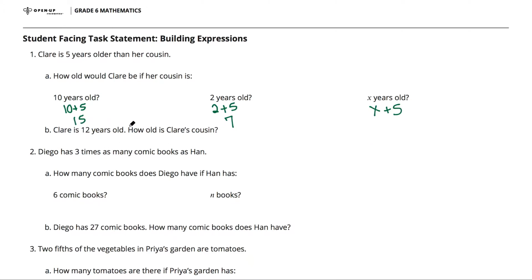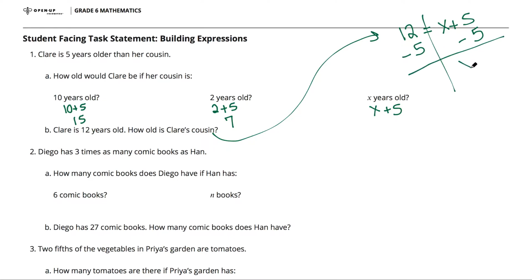Now you're going to say Claire is 12 years old. I'm going to answer this up here, guys, just because there's not enough space. If Claire is 12 years old, how old is the cousin? So we take that expression and we now say that's equal to 12. I need to get x by itself. It's currently being added by 5, so I'm going to subtract 5 from both sides. And x is 7. So 7 years.